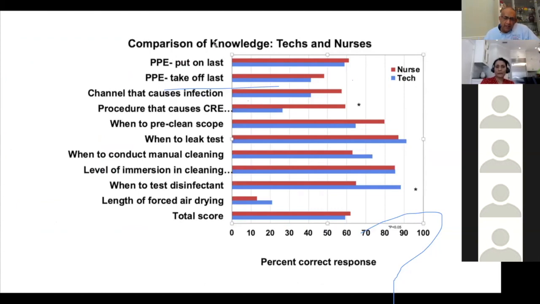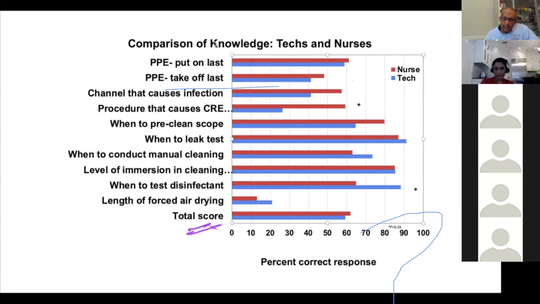We tested whether they can put on the PPE properly. We tested whether they have knowledge about infections caused by CRE and what is the channel that causes the infection, and then timing of cleaning the scope, leak testing, manual cleaning, and how much of the scope should be immersed for cleaning, when to test the disinfectant, and how long you need to force the air. We talked about 10 minutes. That basically came just before, so maybe at that time, the majority didn't know. And then we looked at the total score.